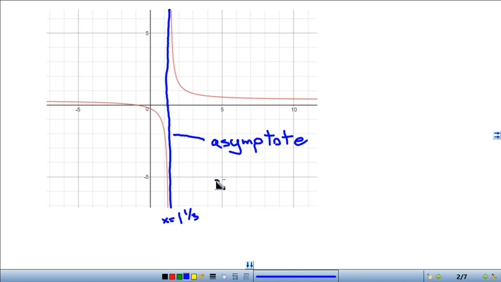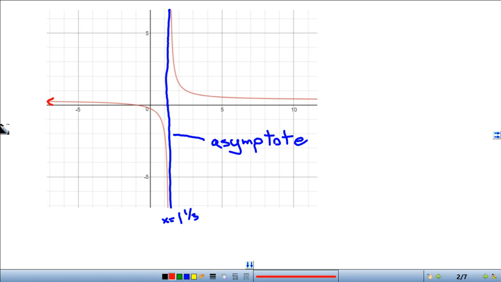Asymptote. It's a line that the graph gets really close to and snuggles up to, but it's never going to touch it. It's just going to get close, close, close, but it will never ever touch it. And notice that it takes on every single x value.